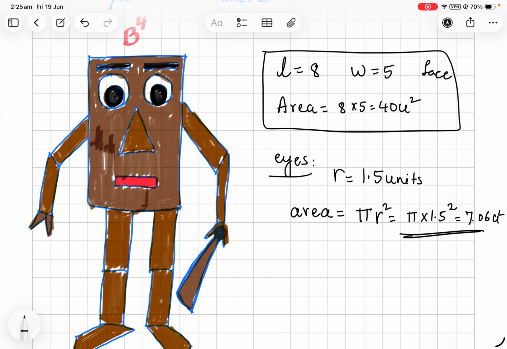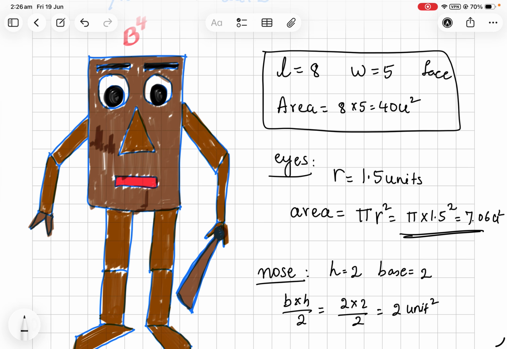Then let's take a look at the nose. The height is 2 and the base is 2. So this would be base times height divided by 2. So 2 times 2 divided by 2 ends up as 2 units square. In this way, you can take a look at this picture and find out all the different dimensions.